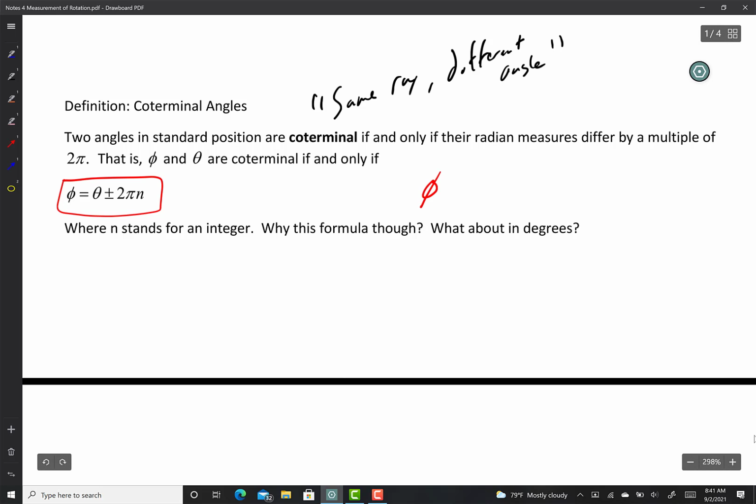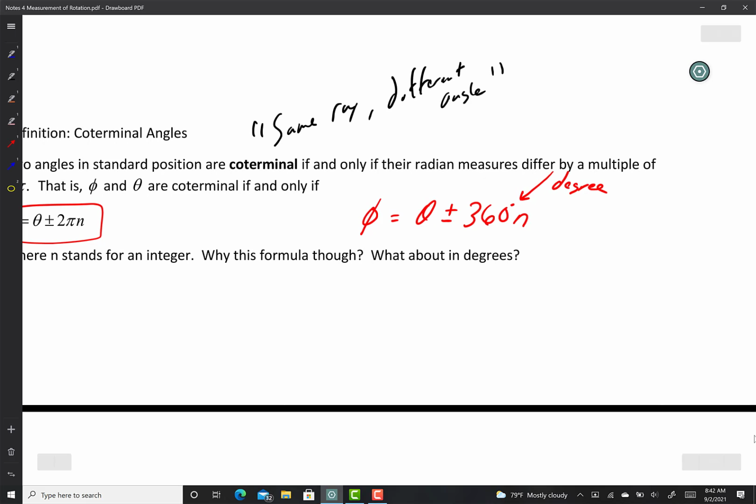So we're going to say phi is equal to theta plus or minus 360n. And notice that I put a little degree symbol there. That's how you differentiate between a degree and a radian. They're both angles of rotation, or measurements of rotation. I haven't lost anyone. Am I okay, guys? All right, so we're going to talk about why this formula is.